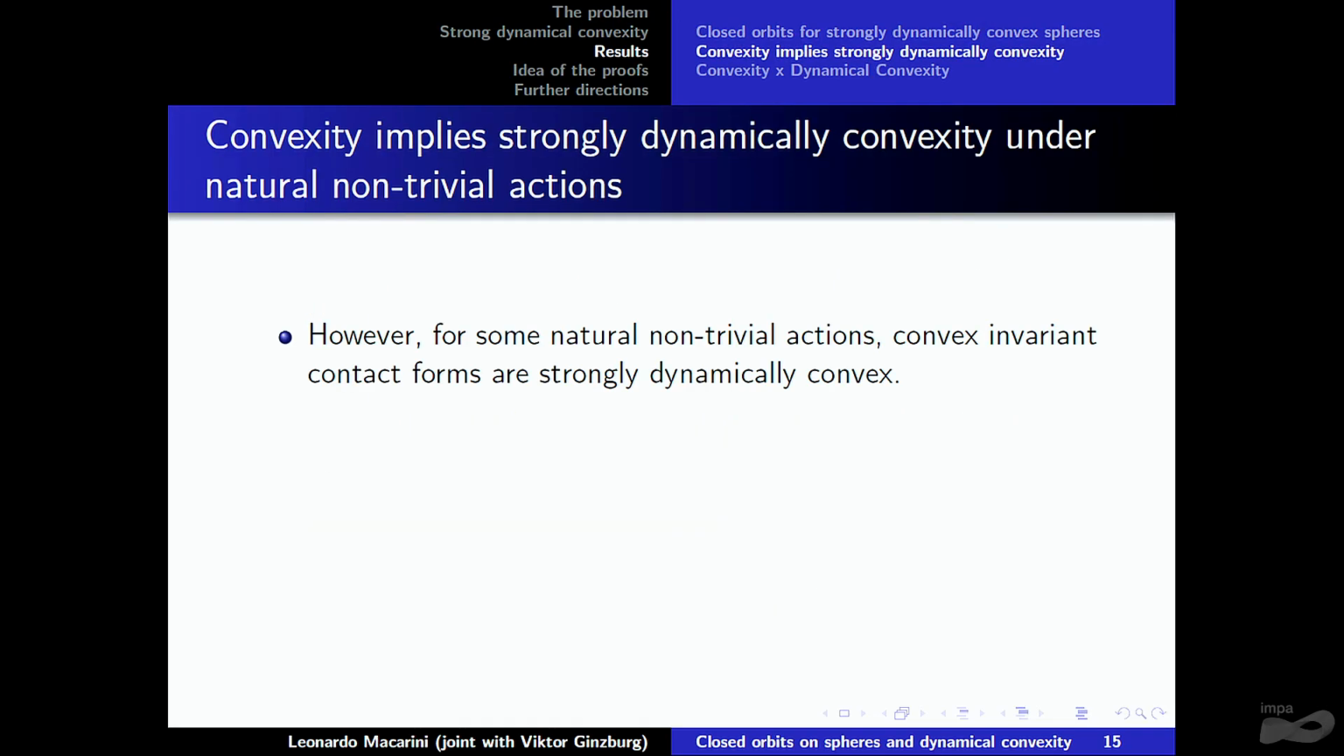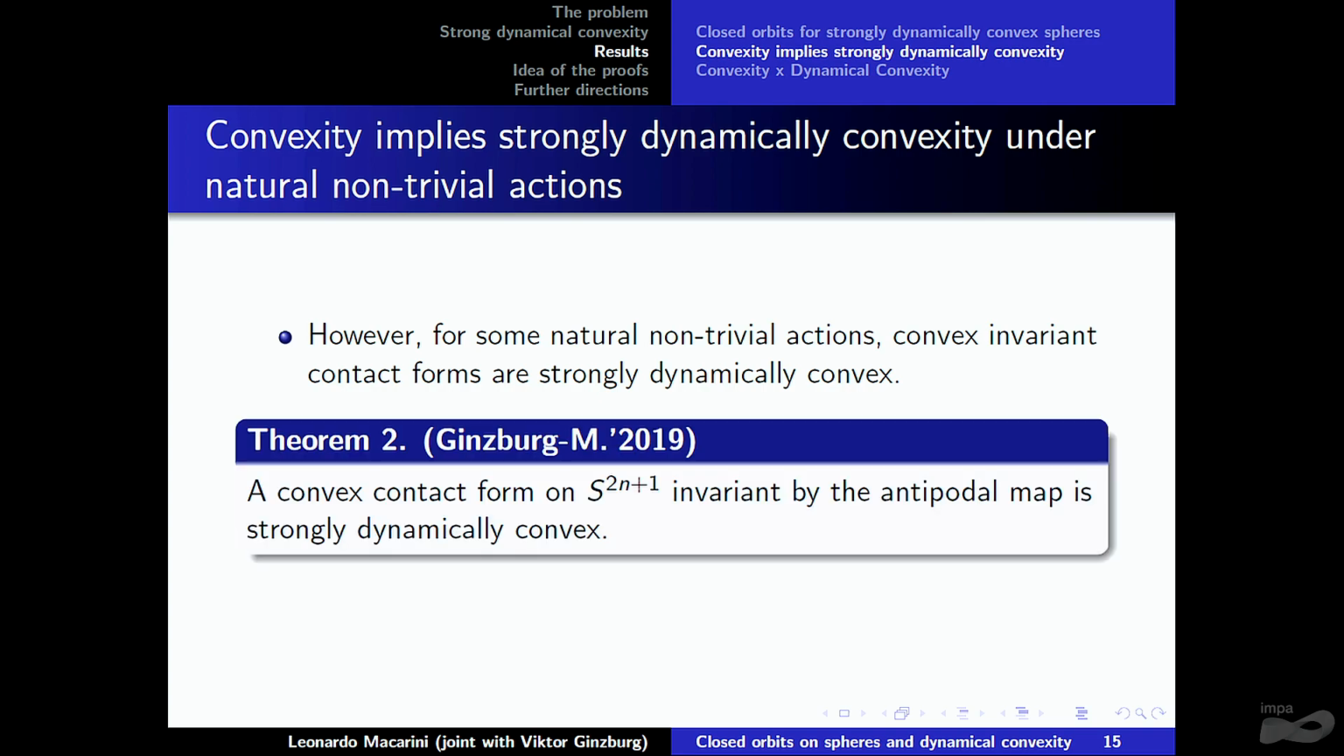But it's true that under some natural actions, invariant symmetric convex contact forms are strongly dynamically convex. And this is the second result. So as I said before, if you take a convex contact form on the sphere, invariant by the antipodal map, then it's strongly dynamically convex. Okay?